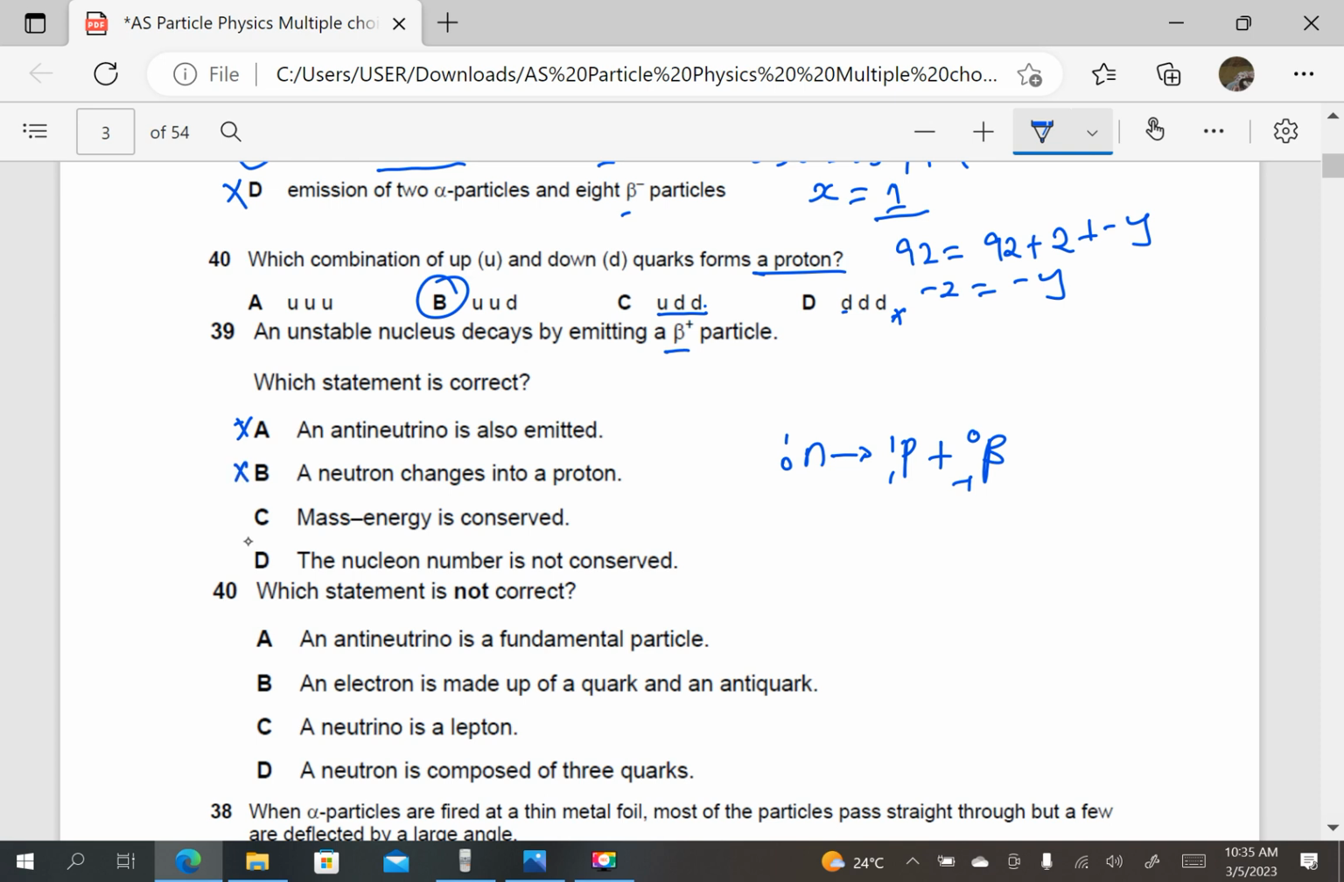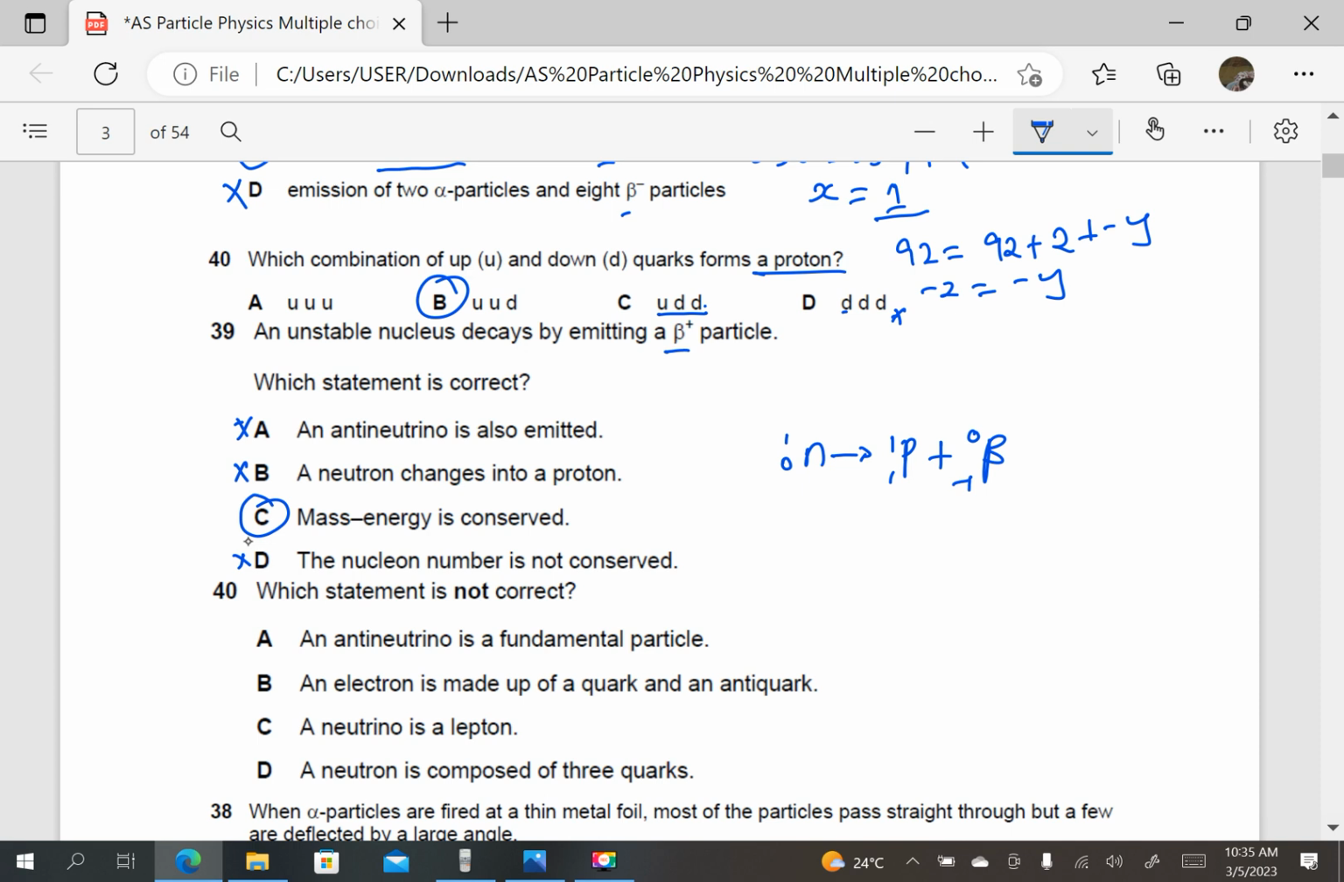Then mass energy is conserved. Mass energy is always conserved in every nuclear reaction. Let's check the last one. The nucleon number is not conserved. It must also be conserved. So the answer is going to be C. Which statement is correct? When you say nucleon number is not conserved, that reaction cannot occur when the nucleon number is not conserved.